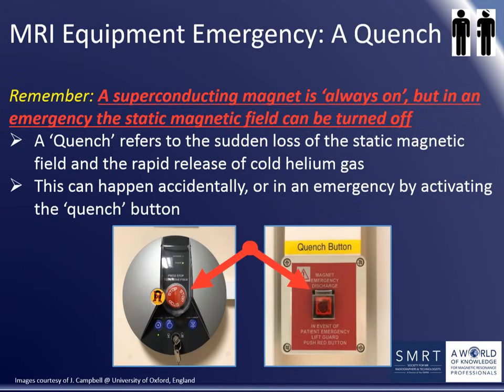A superconducting magnet is always on, but an emergency situation may arise where the static magnetic field of the scanner needs to be turned off. This is referred to as a quench. Quenching the magnet causes a rapid release of helium gas that results in a sudden loss of the static magnetic field. A quench can happen accidentally, for example, due to prolonged power failure or because of an increase in environmental temperature. It can also happen deliberately in an emergency situation by activating the quench button.